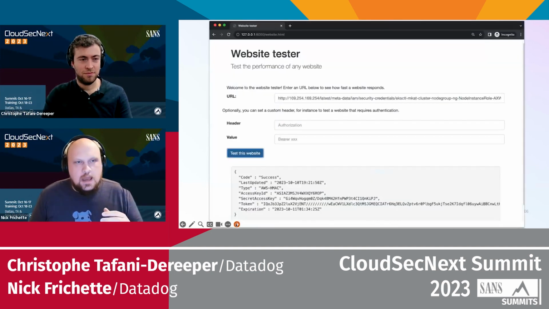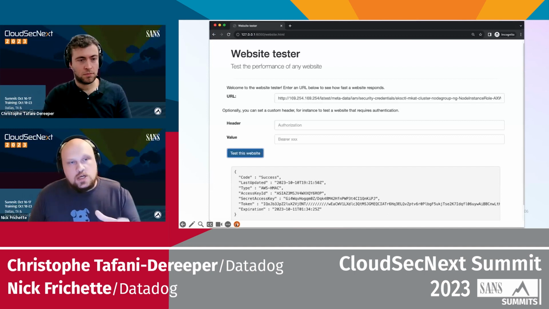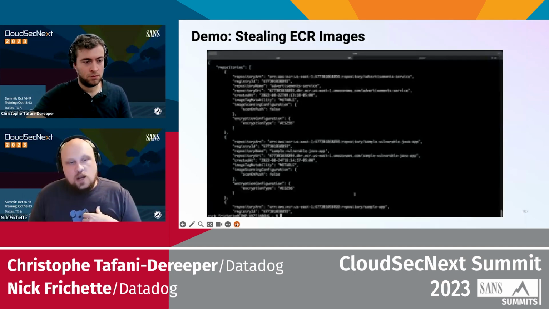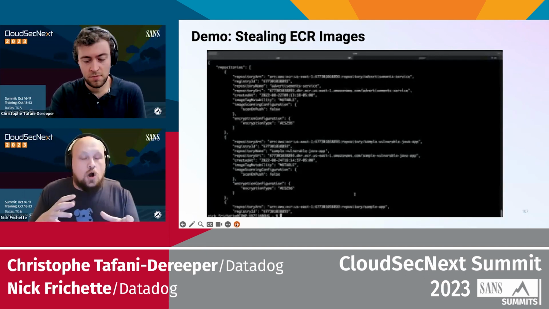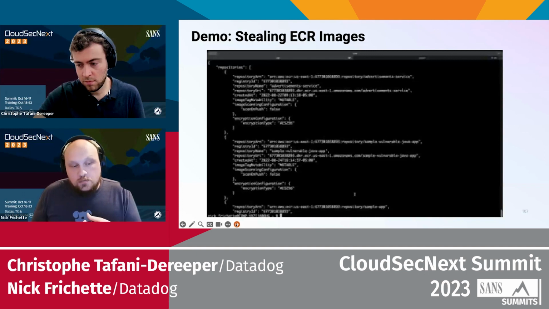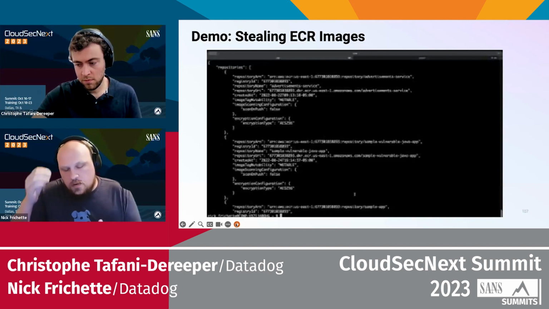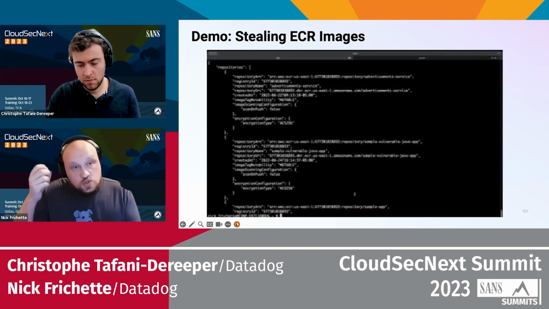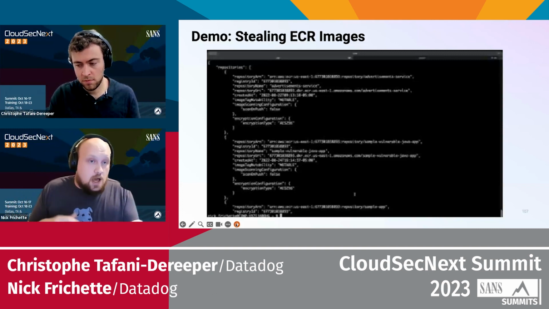Now, for a practical demonstration of how this would work, here we are abusing a web application to reach out to that link-local address and pull those IAM credentials. And once we have those credentials, we are authenticating with those IAM credentials that we have stolen, and then using them to authenticate to the Elastic Container Registries. We then use the AWS CLI and the Docker CLI to pull those containers.